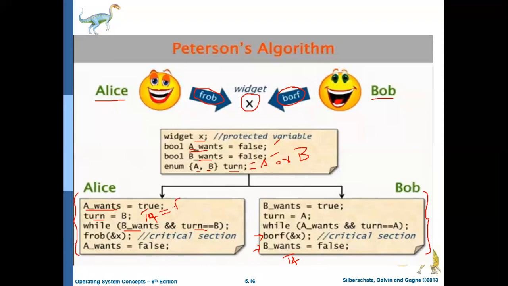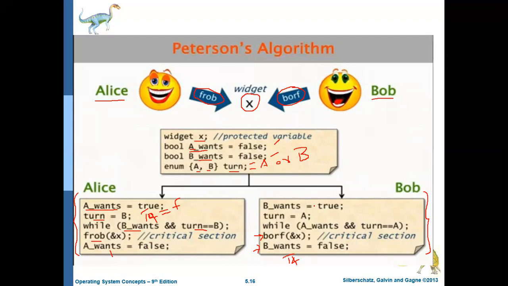Then this while loop fails, because false and true will become false. So now nobody is in the critical section. Bob is not in the critical section and this while loop fails. So Alice enters the critical section and performs her operation, which is frob. Alice performs her operation and then sets A wants as false because her critical section is over. No more, she doesn't want it.